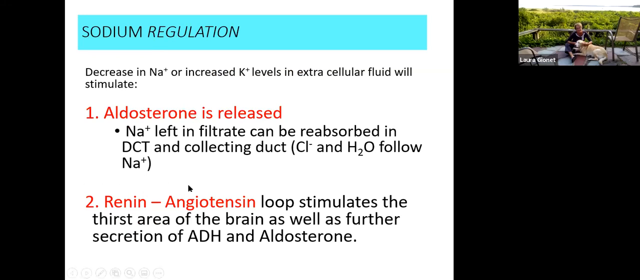This is about the fourth time we've covered this, that a decrease in sodium or increase in potassium levels in extracellular fluid may stimulate aldosterone to be released. Remember, sodium will be reabsorbed, chloride follows, water follows it. We secrete potassium. That can be due to either low blood volume, low blood pressure, or maybe increased potassium levels. And now we're trying to get rid of potassium. The renin-angiotensin loop stimulates the thirst area of the brain, as well as further secretion of antidiuretic and aldosterone.